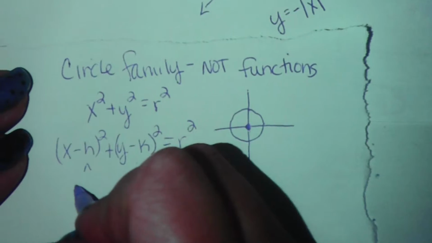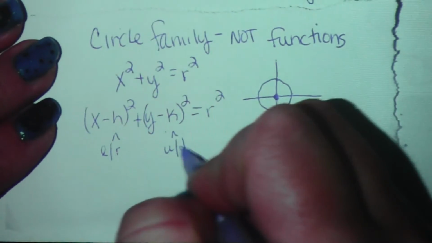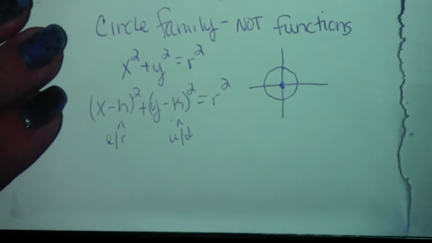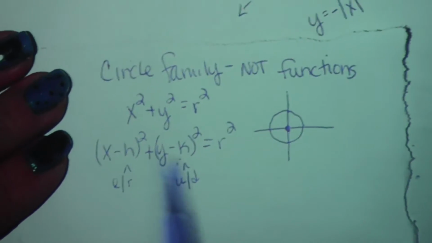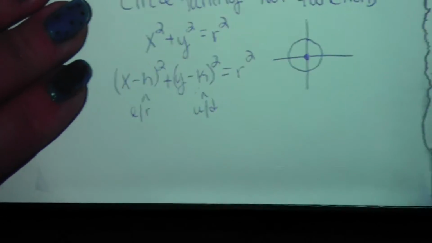So this letter still moved it left and right, just like it always has. And the K still moved it up and down, just like it always did. But now it's inside the parentheses. And remember, when they're inside the parentheses, they get us a little confused, so we do the opposite.